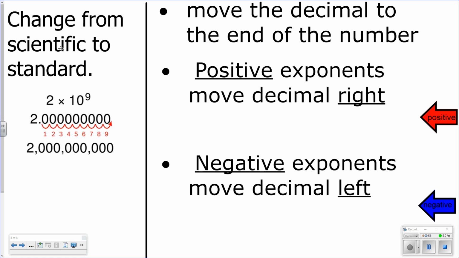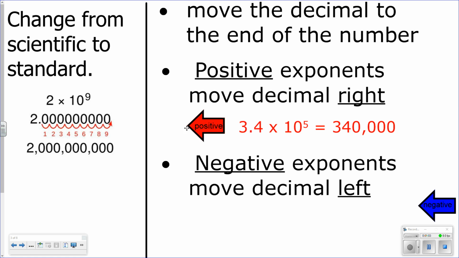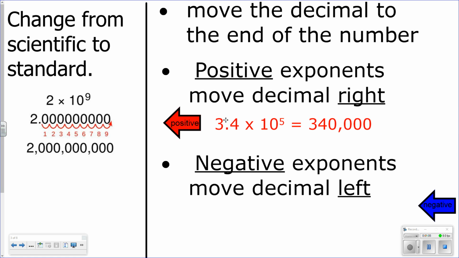So to change from scientific to standard, we need to move the decimal to the end, because in standard notation, the decimal's at the end. Positive exponents mean we move the decimal to the right. So if we start with 3.4 times 10 to the 5th, the 5 tells us go right 5 places. So we move that decimal 1, 2, 3, 4, 5, and we get 340,000.